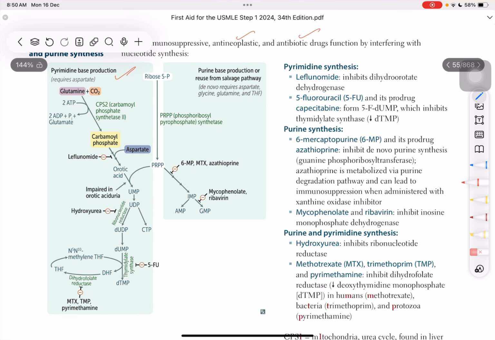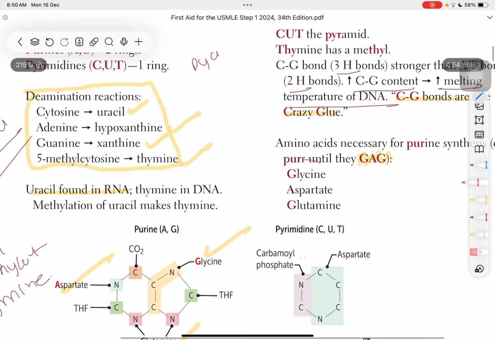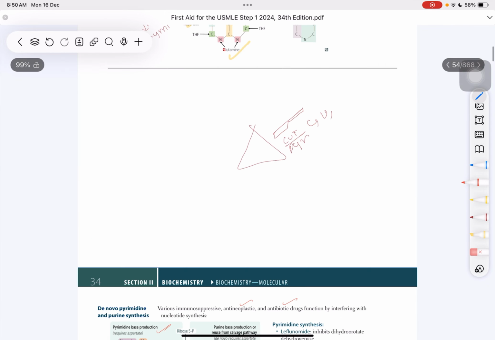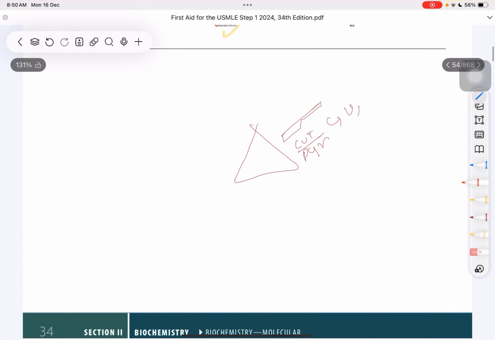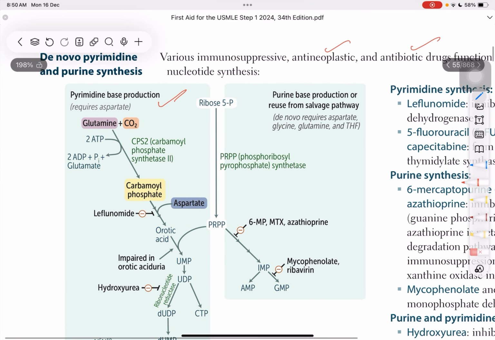We know pyrimidine-based production requires aspartate. We have already discussed aspartate, glutamine, glycine. Wait, I will show you. Glycine, aspartate, glutamine are required; remember this as GAG. So for synthesis of pyrimidine, we need glutamine. Once the glutamine is combined with carbon dioxide, you use 2 molecules of ATP in the presence of CPS2. What do you mean by CPS2? Carbamoyl phosphate synthetase 2. There is another one, carbamoyl phosphate synthetase 1.